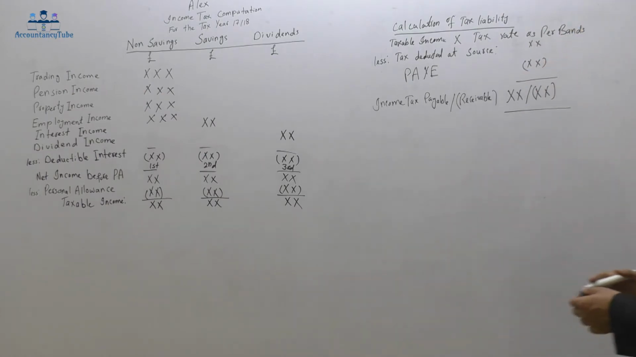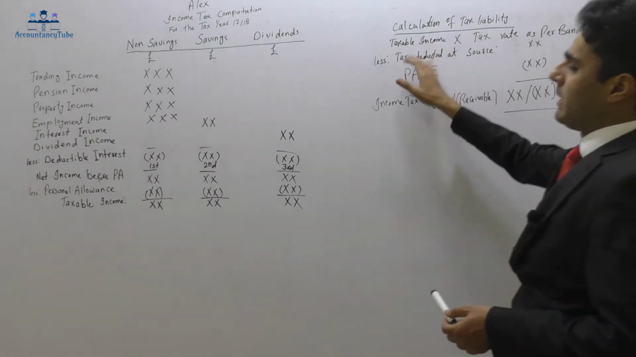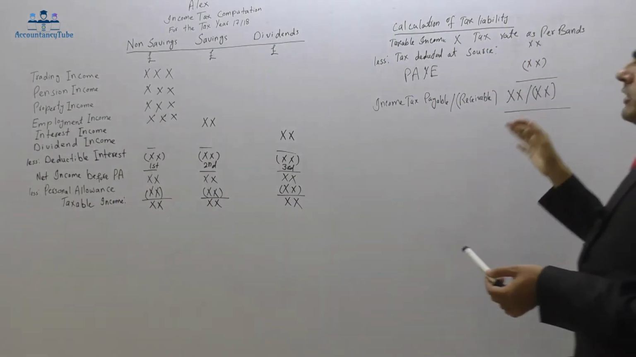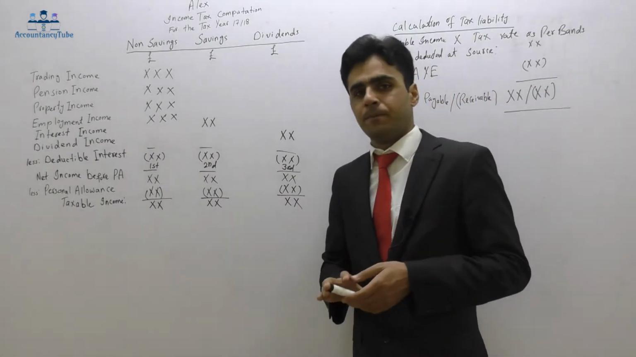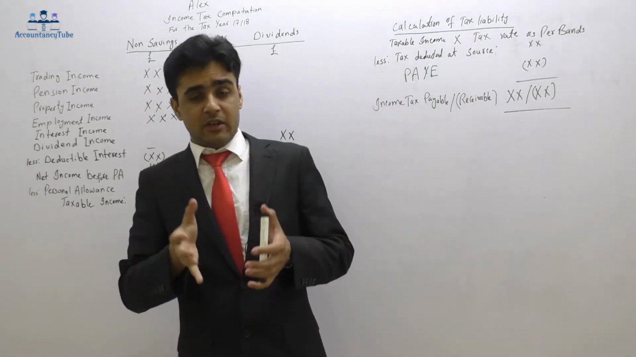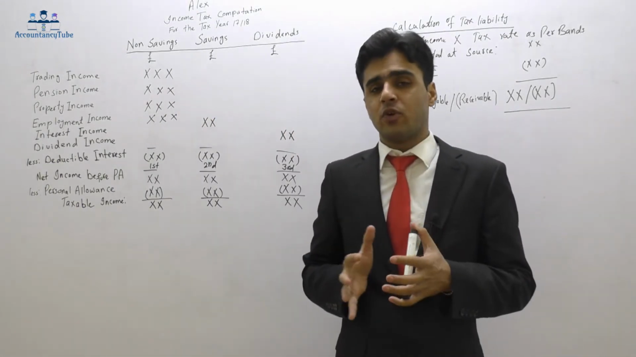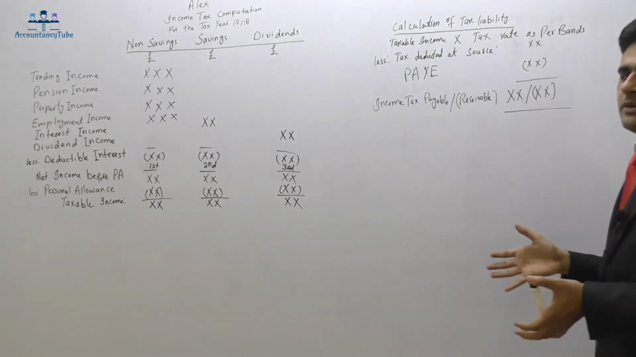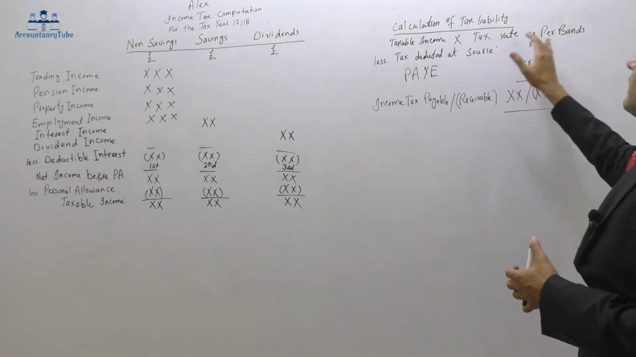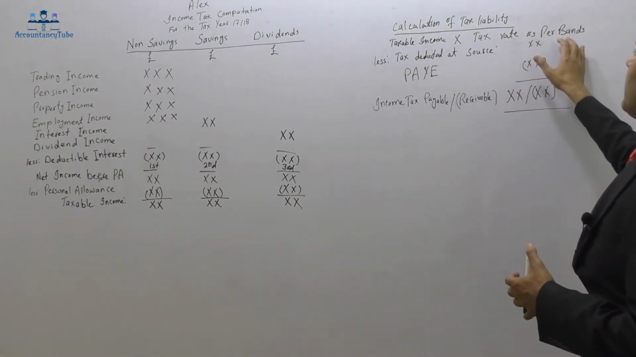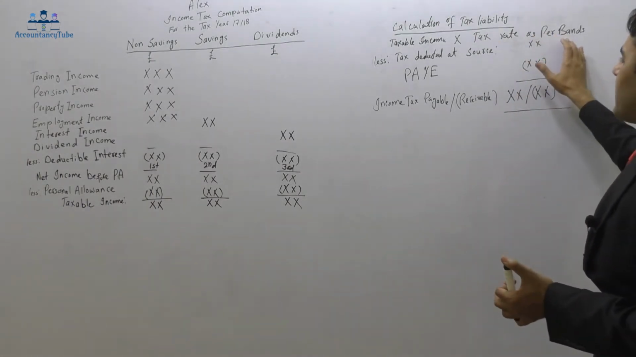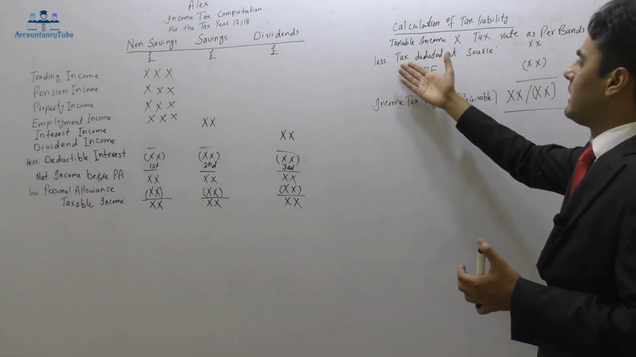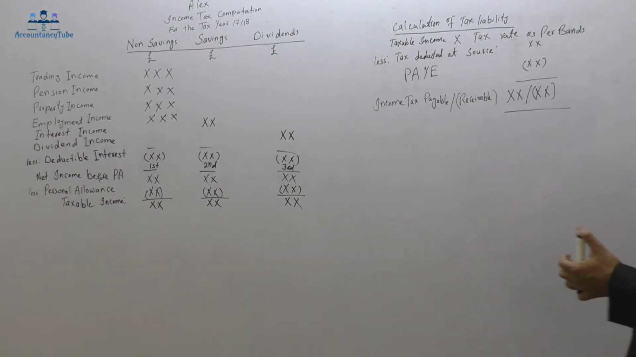Alright? So calculation of tax liability. Whatever the taxable amount is, this one here, we'll have to apply the tax rates which are given to us in the exam paper, and these are given to us in the lecture notes as well. I will tell you how to calculate the tax, but for now assume it is 20%, 40% or whatever. So we'll apply the percentage as per the bands which are given to us in the question, in the exam paper. Then we will deduct the less tax deducted at source.